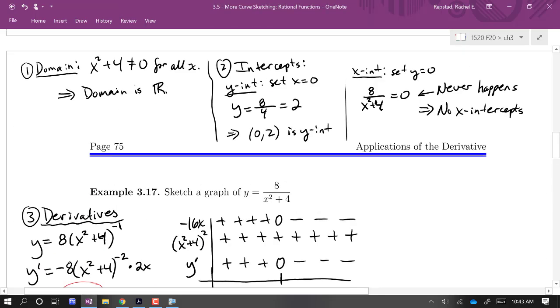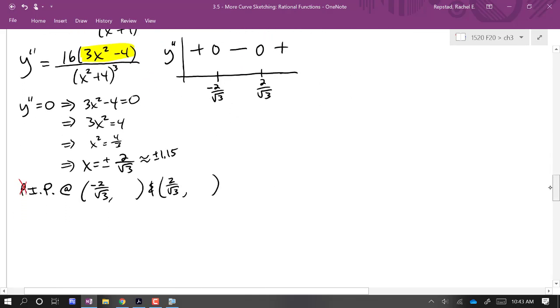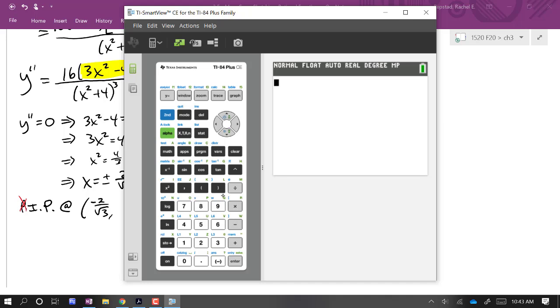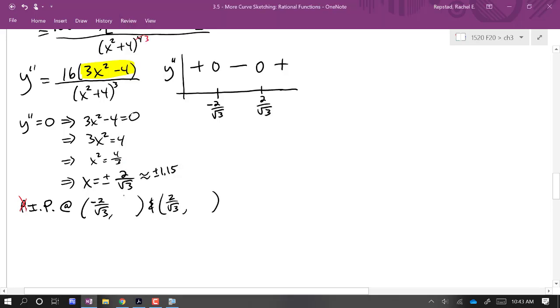Now look up here in the original function, the only place x appears is where it's squared. So it'll actually give the same value for 2 over root 3 and negative 2 over root 3 because we're squaring it. And we get 1.5 or 3/2 for both of those.